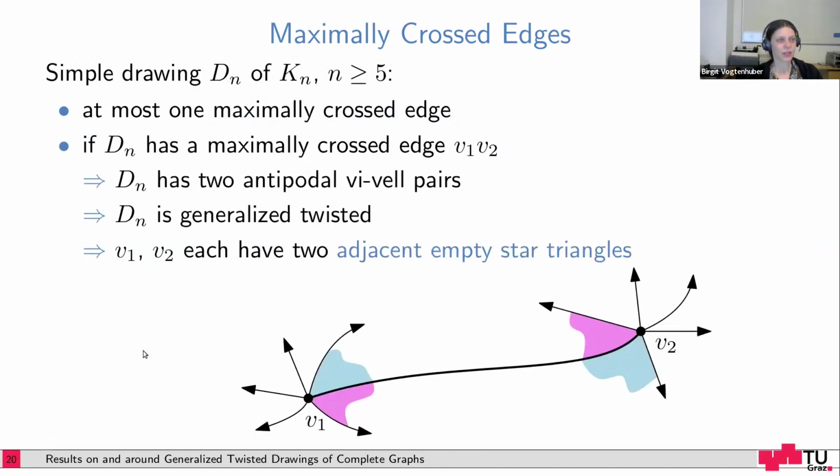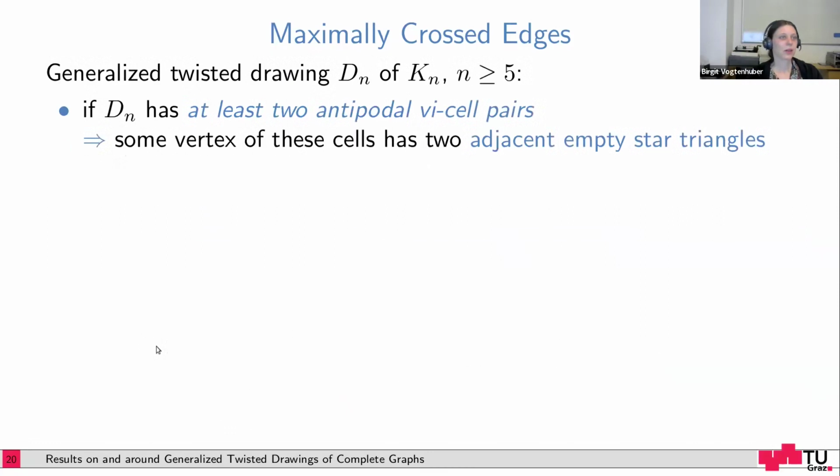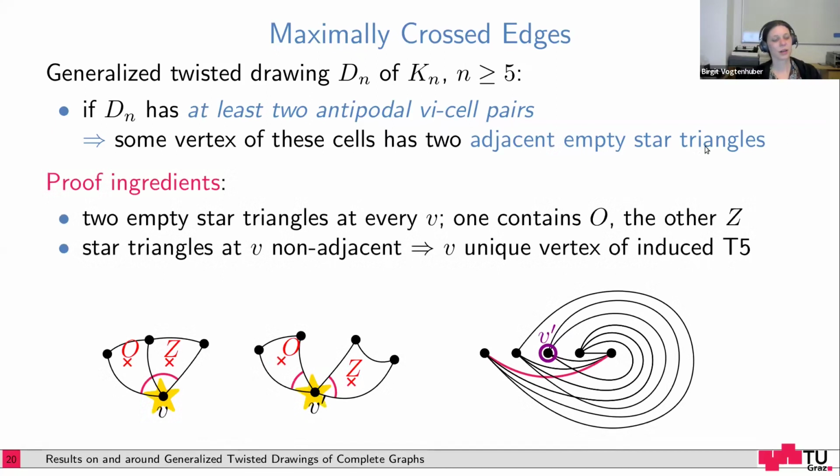Okay, so those were simple drawings that have a maximally crossed edge. Now, if we look at generalized twisted drawings and assume that a generalized twisted drawing has at least 2 antipodal VI cell pairs, then we can show that some vertex of these cells has 2 adjacent empty star triangles. To do so, we use a lot of these empty triangle properties and the fact that if we have the right situation here where the 2 star triangles of the vertex are non-adjacent, then V prime must be the middle vertex of the twisted drawing.